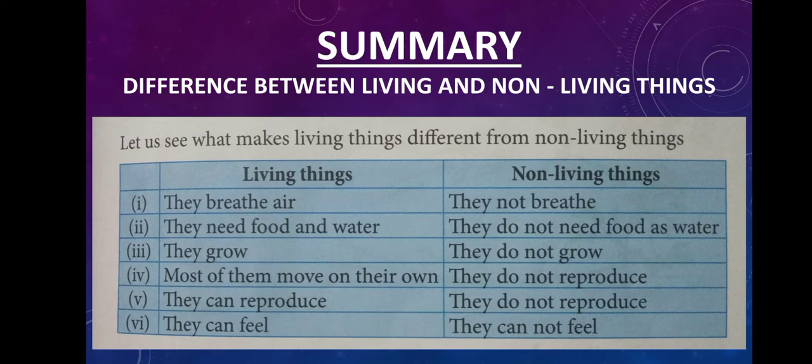They do not move. In number 5, living things can reproduce. I have explained, reproduce means they can become from 1 to 2, 2 to 3, 2 to 4. It can keep on growing and growing. Non-living things do not reproduce. And in number 6, living things feel. We feel heat, we feel cold, we feel pain, but non-living things do not feel. So this is the difference between living and non-living things.